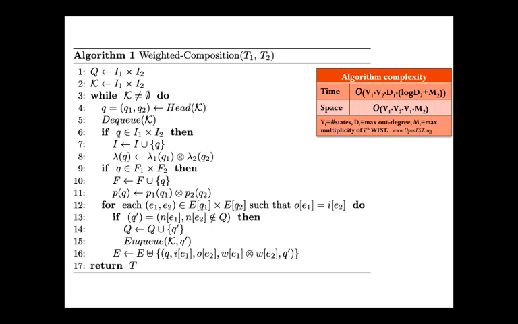This is actually a little bit more complicated than the simplest one that would be possible for normal finite state transducers. This is actually for weighted finite state transducers, which are a generalization of vanilla finite state transducers.